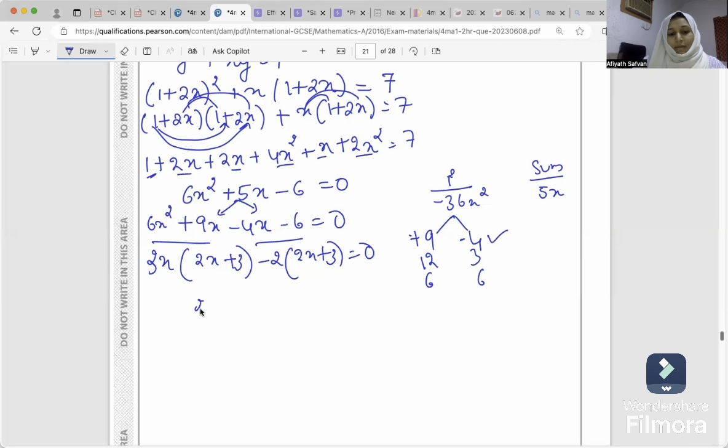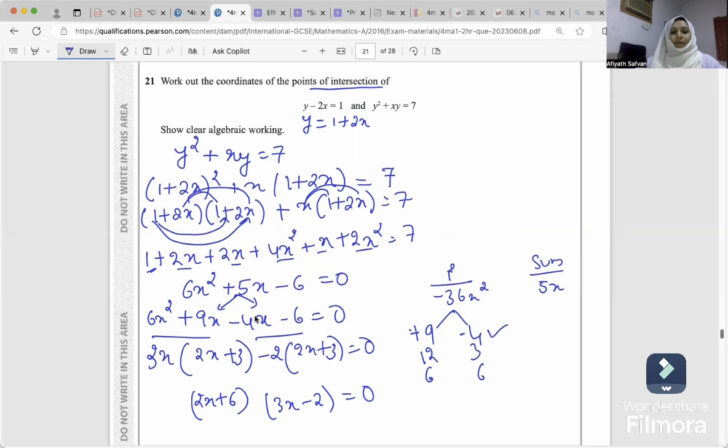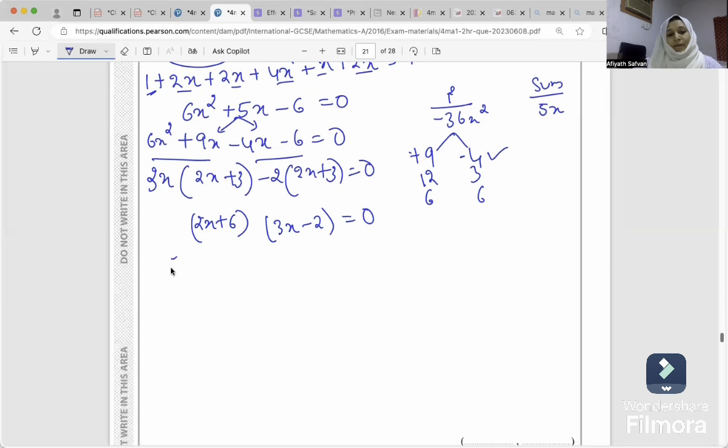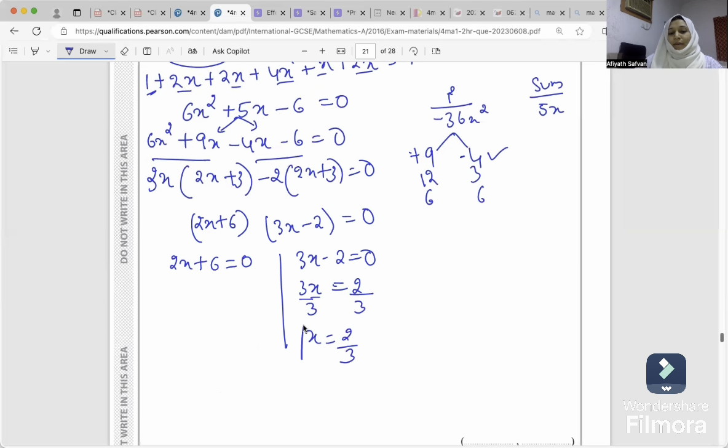So as a result of that, (2x + 3)(3x - 2) = 0. Therefore, I'm equating 2x + 6 = 0 as well as 3x - 2 = 0. So 3x = 2, divide by 3 on both sides. Therefore, x = 2/3. And here 2x = -6, divide by 2 on both sides. Therefore, x is going to be -3.